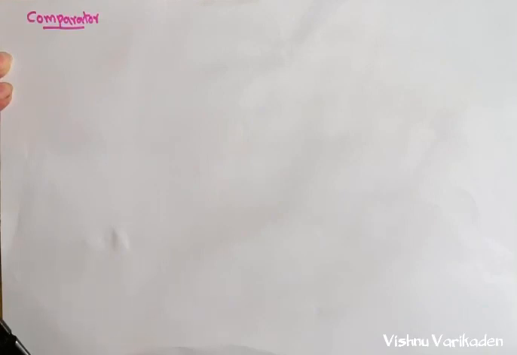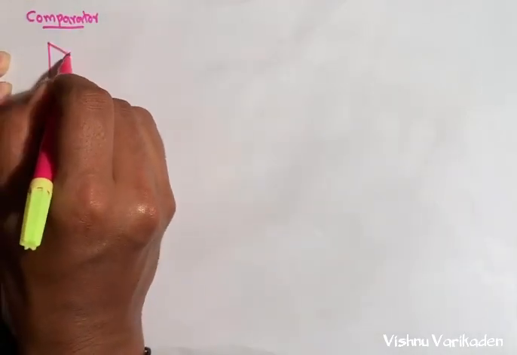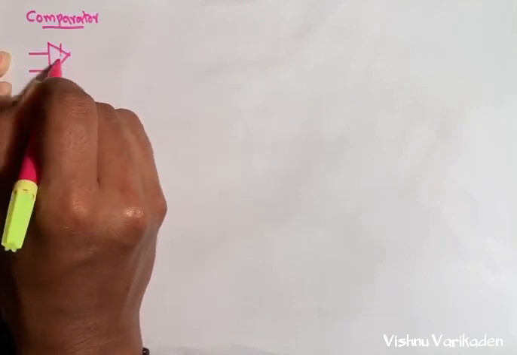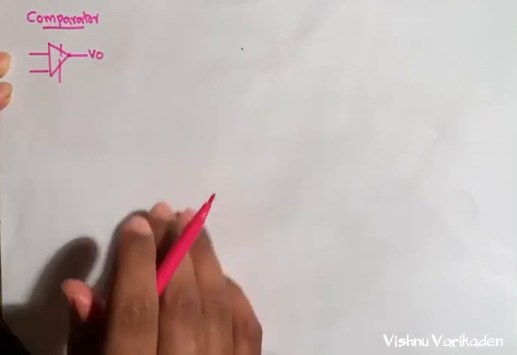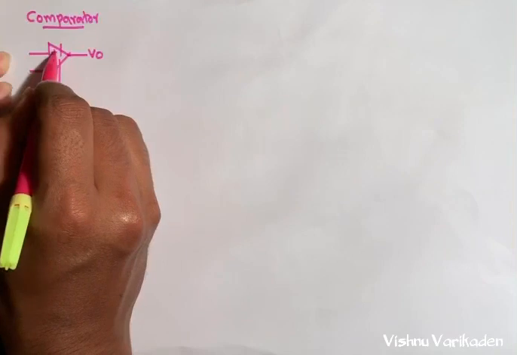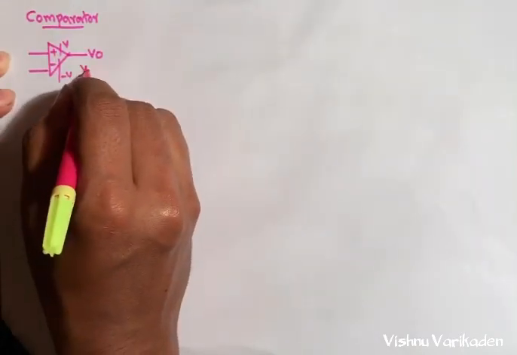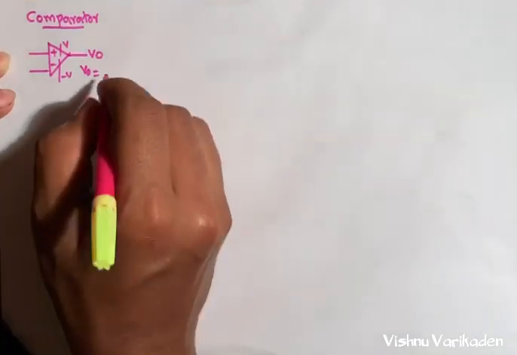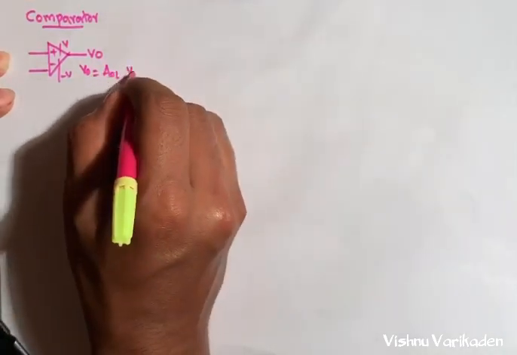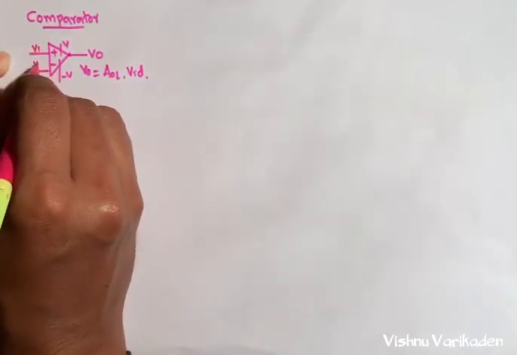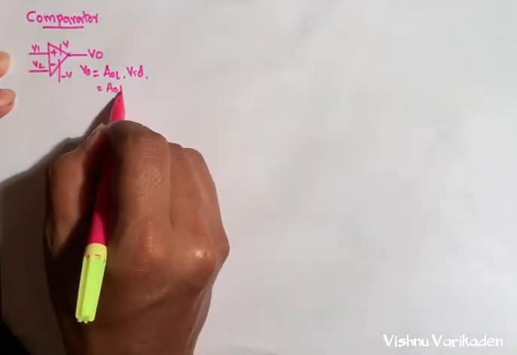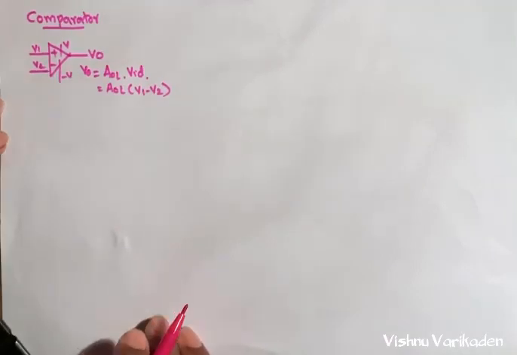A comparator is a circuit which compares a signal voltage applied to one input of an op-amp with a known reference voltage at the other input. So, simply, this is the op-amp, and this is our output voltage. This input is positive and this input is negative. We know that V out is equal to open loop gain times VID, that is V1 minus V2. This is an open loop condition.